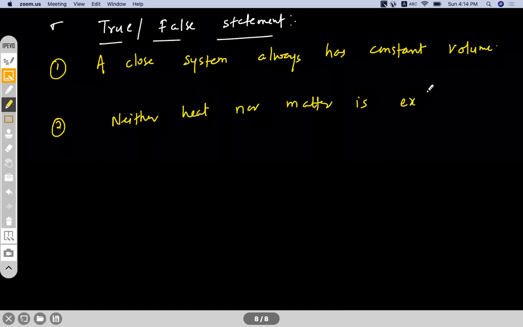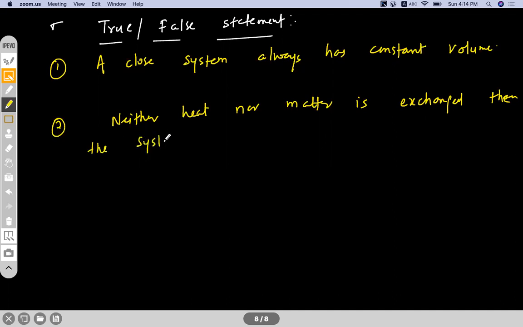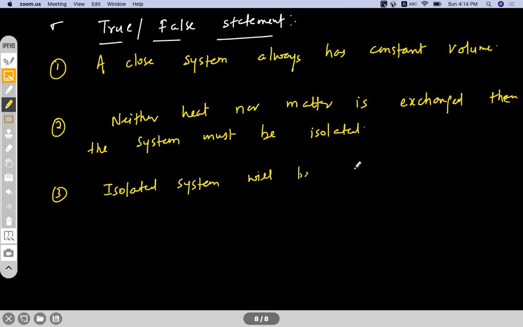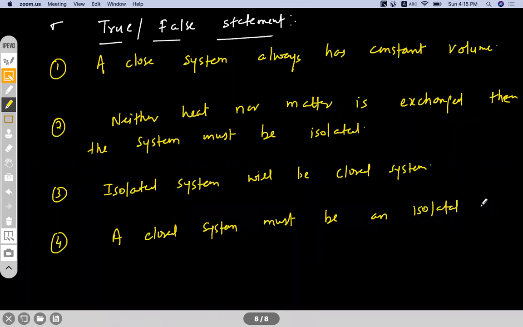is exchanged, then the system must be isolated. Isolated system will be closed system. A closed system must be an isolated system.